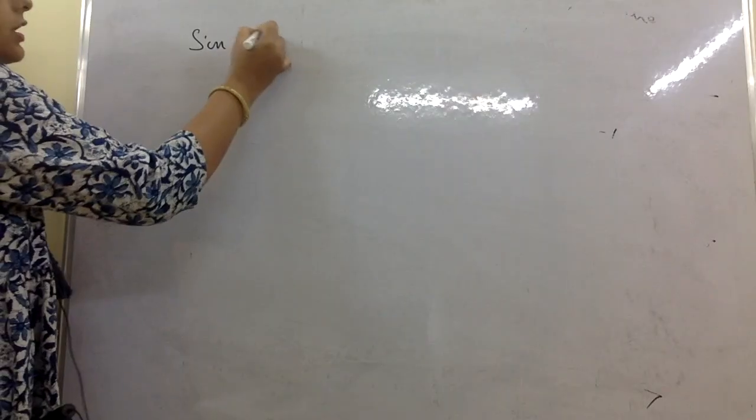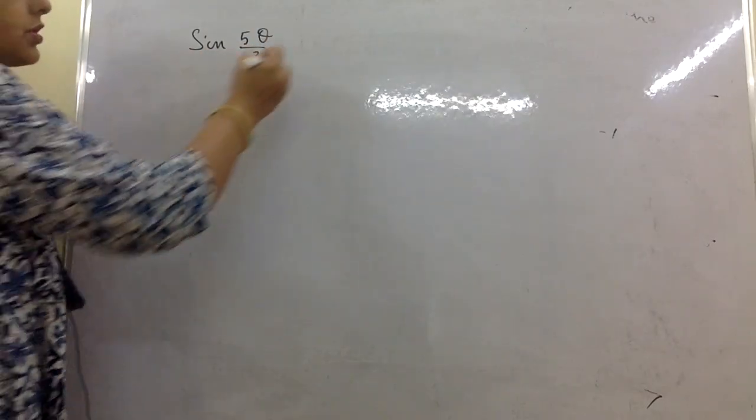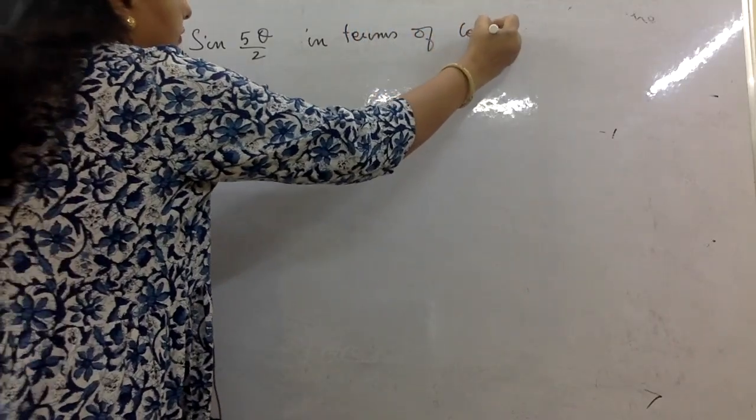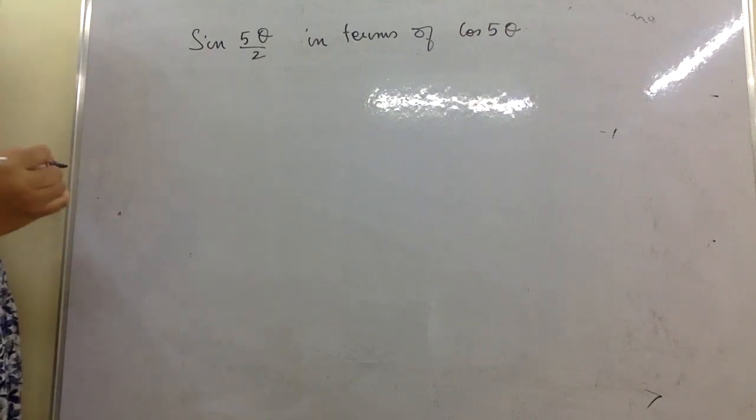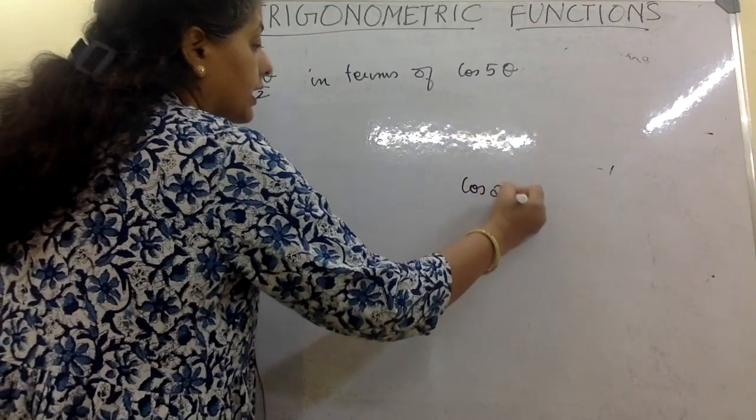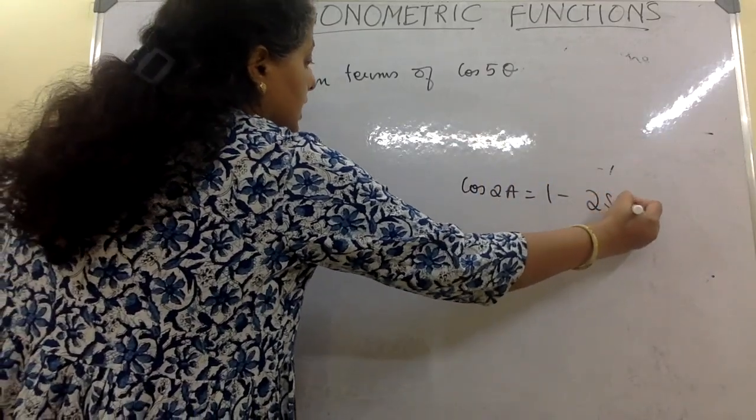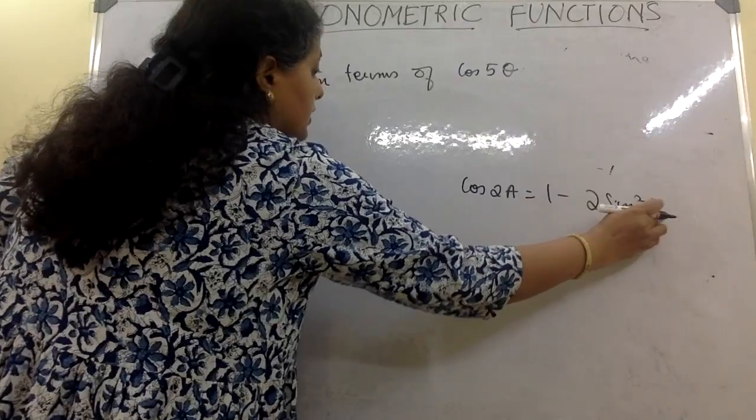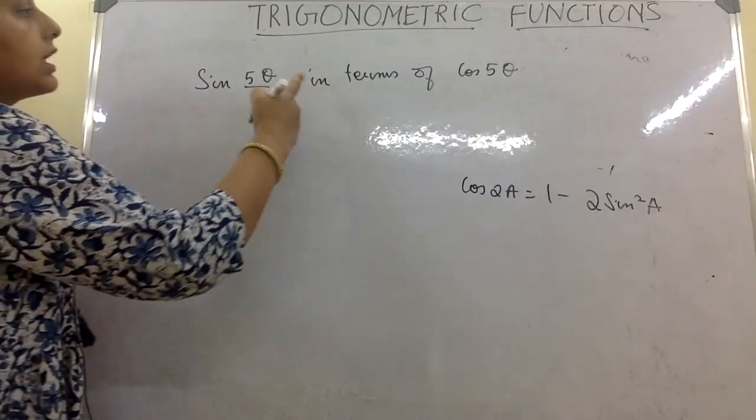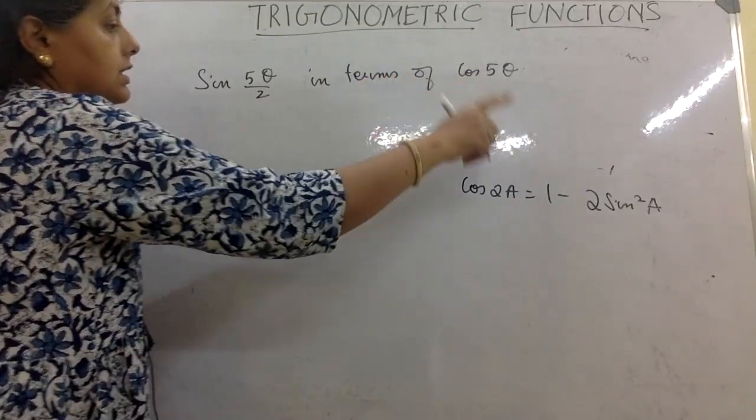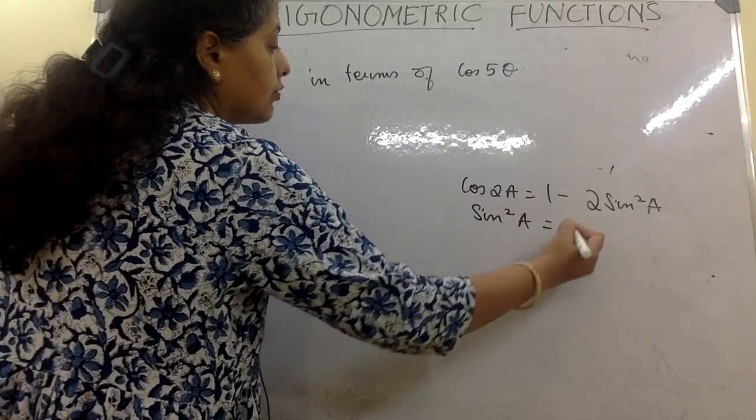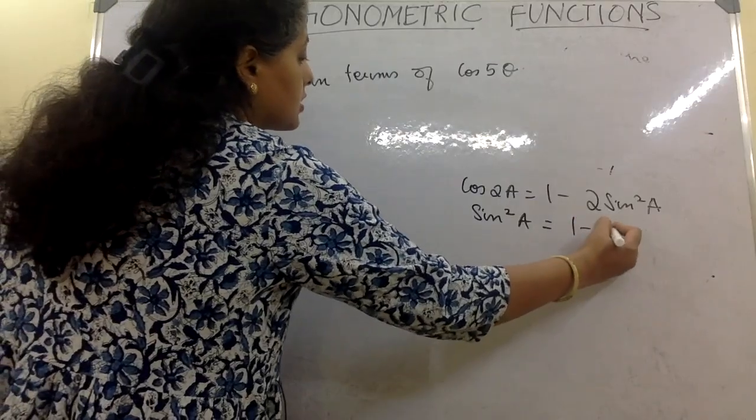Sine 5 theta by 2 in terms of cos 5 theta. Okay, so how to find this? We are going to use this formula. Cos 2a is 1 minus 2 sine square a. Here we have to write it in terms of cos on this side. So I will change the formula like this. Sine square a is equal to 1 minus cos 2a, by 2.